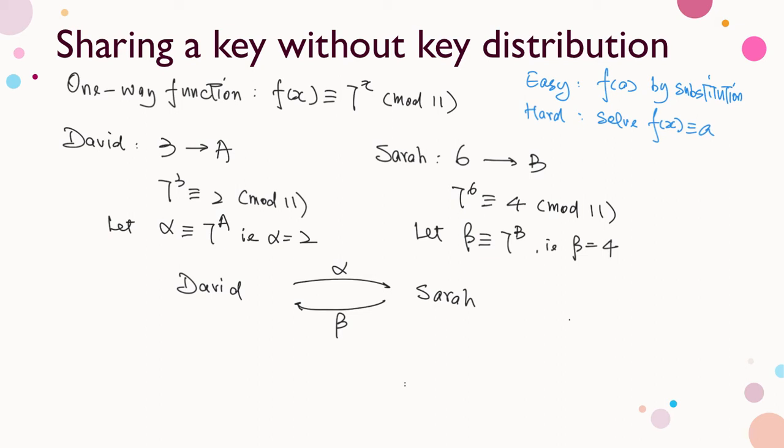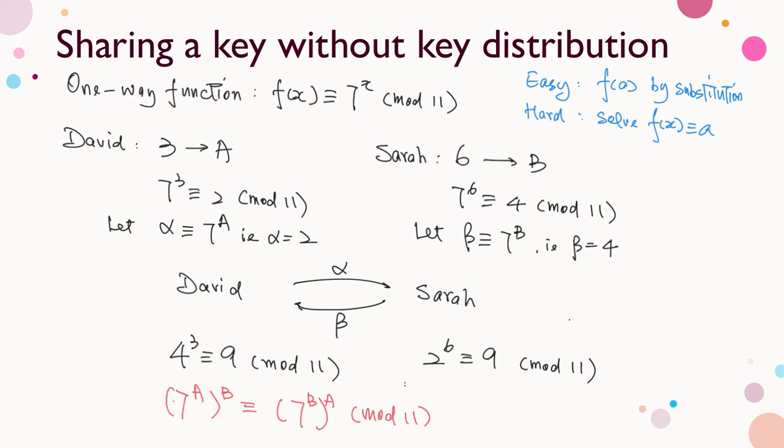David uses the result from Sarah as the base and his chosen number as the power, and finds 9. Similarly, Sarah takes 2 to the power 6 mod 11 and gets 9 as well. Due to this, they get the key 9 without meeting or sending their keys to each other. That is, there is no key distribution. In this process, 7 and 11 are public keys. The numbers can be disclosed to others. 3 and 6 are private keys. They are kept secret by the users.